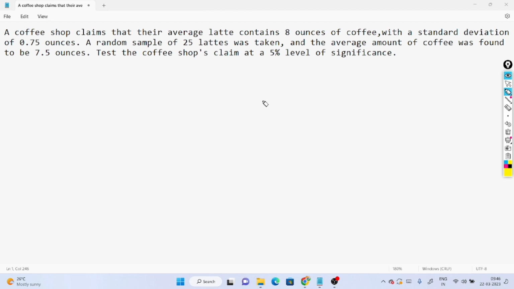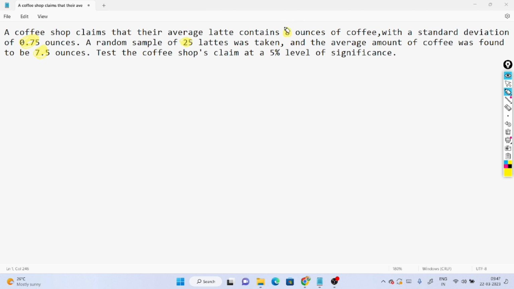First of all, let me take you through the problem statement: the average latte contains 8 ounces. That means the average is going to be 8. That means this is the population mean, which is going to be 8, and it has a standard deviation of 0.75 ounces. But a person got a doubt whether this could be correct or not. So what he has done is he has taken a sample of 25 lattes. Out of all the population, he has taken 25 lattes, and he has calculated the average of the coffee found, and he found that this was just 7.5.